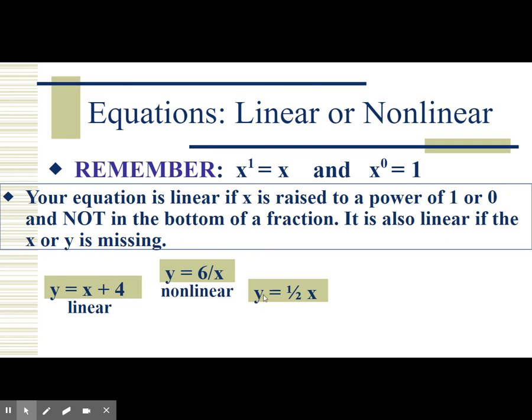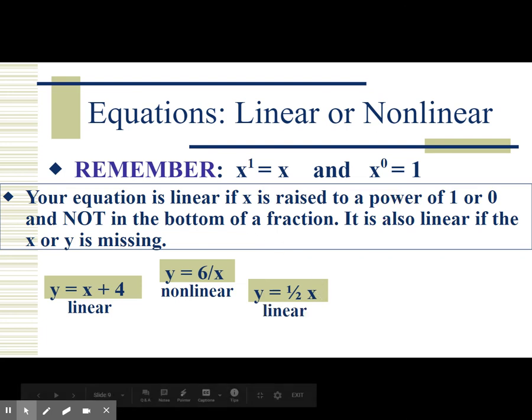All right, y equals 1/2 times x. So you've got x, it's not in the bottom of a fraction. What's the exponent on the x? There's nothing there, which means it's a 1. So if it's a 1, then that means it is linear.